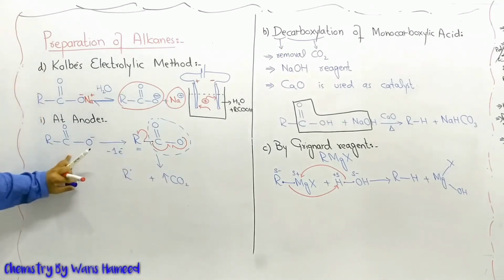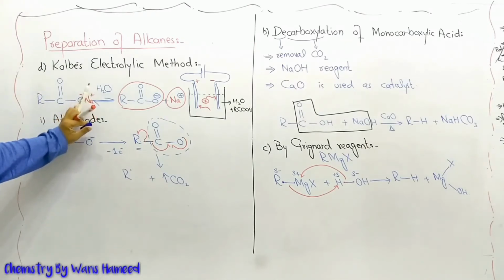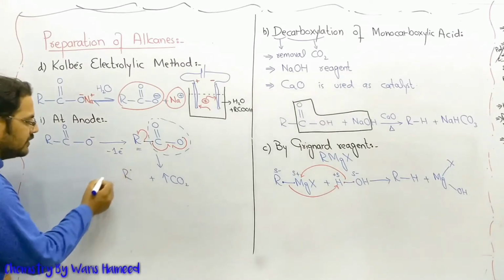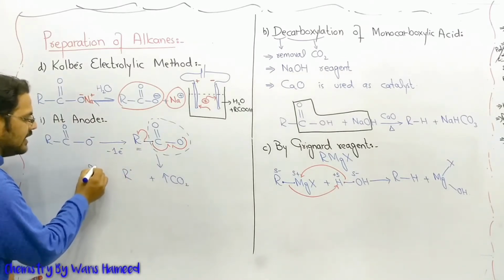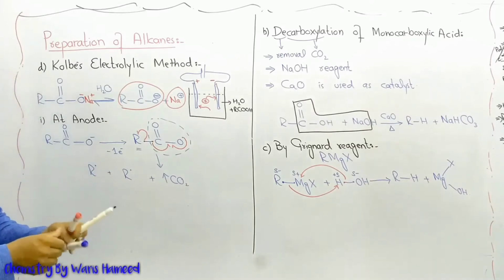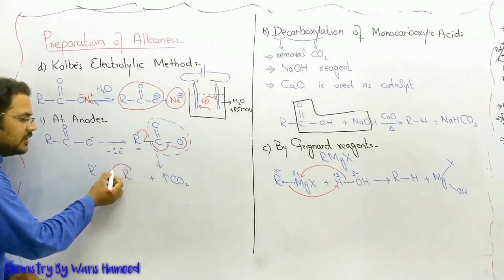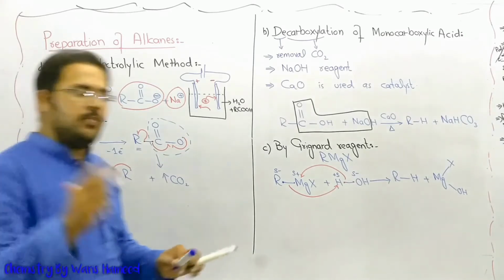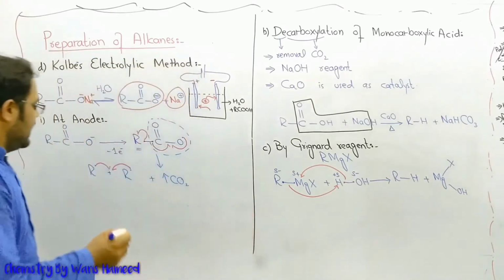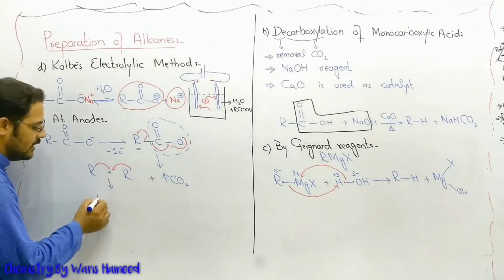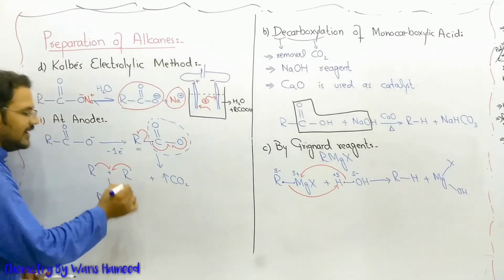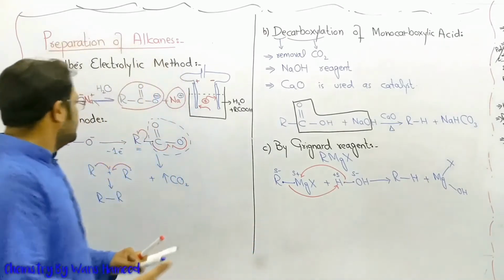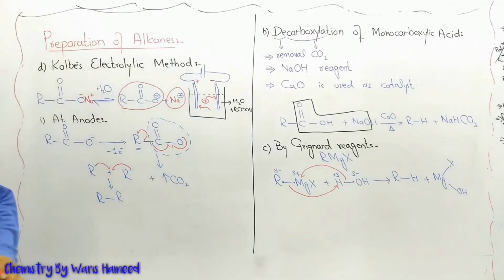If we use 2 moles of sodium salt of carboxylic acid, then there will be the formation of 2 alkyl radicals, and when these alkyl radicals come in contact with each other, 1 electron of this alkyl radical will come over here and its electron will come over here. Here will be one bond between these 2 alkyl groups, and these 2 will convert to R single bond R, and it is alkane. Now moving toward the second part, that's occurring on cathode.